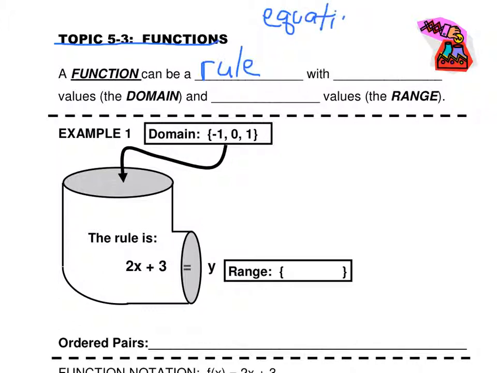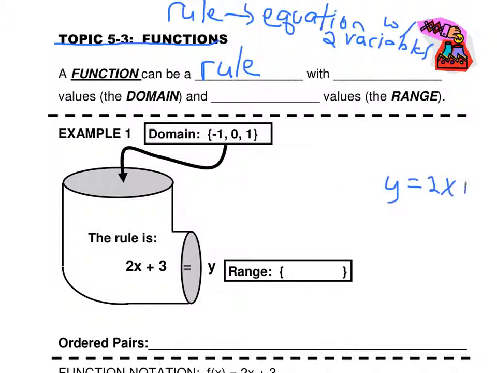So a rule is an equation that has two variables. A rule is an equation with two variables. Okay, so a function can be a rule, and a rule is an equation with two variables, such as y equals 2x plus 1. So that's an example of a rule or a function. It has two variables, y and x.